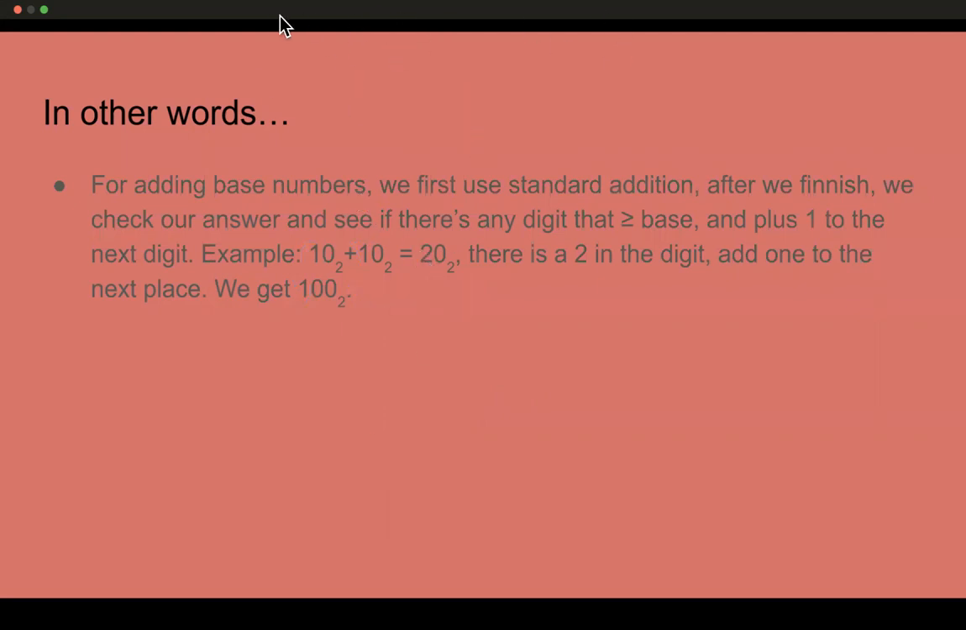So to see how, I'm going to repeat what I just did. We first do the operation in standard form, which gives us 20 in base 2. We all get that, right? 10 in base 2 plus 10 in base 2 is 20 in base 2.